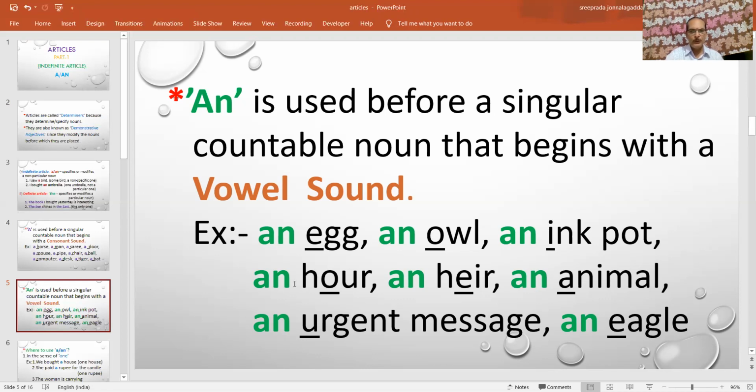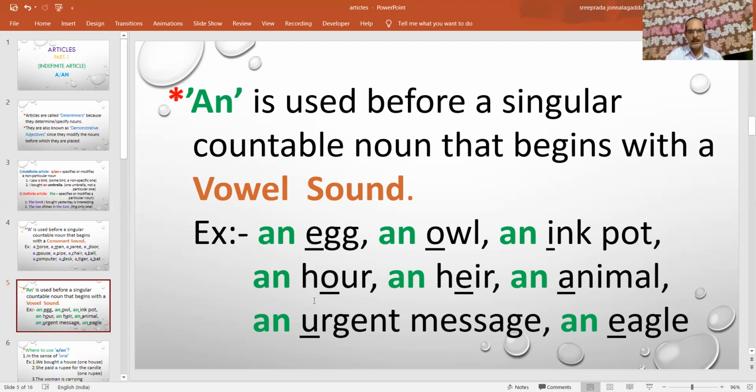Why should we use "an" here? When a word begins with H, whether it is a consonant letter or a vowel letter is not important. Sound is important. So H is not pronounced here. That's why we have to say "an hour."